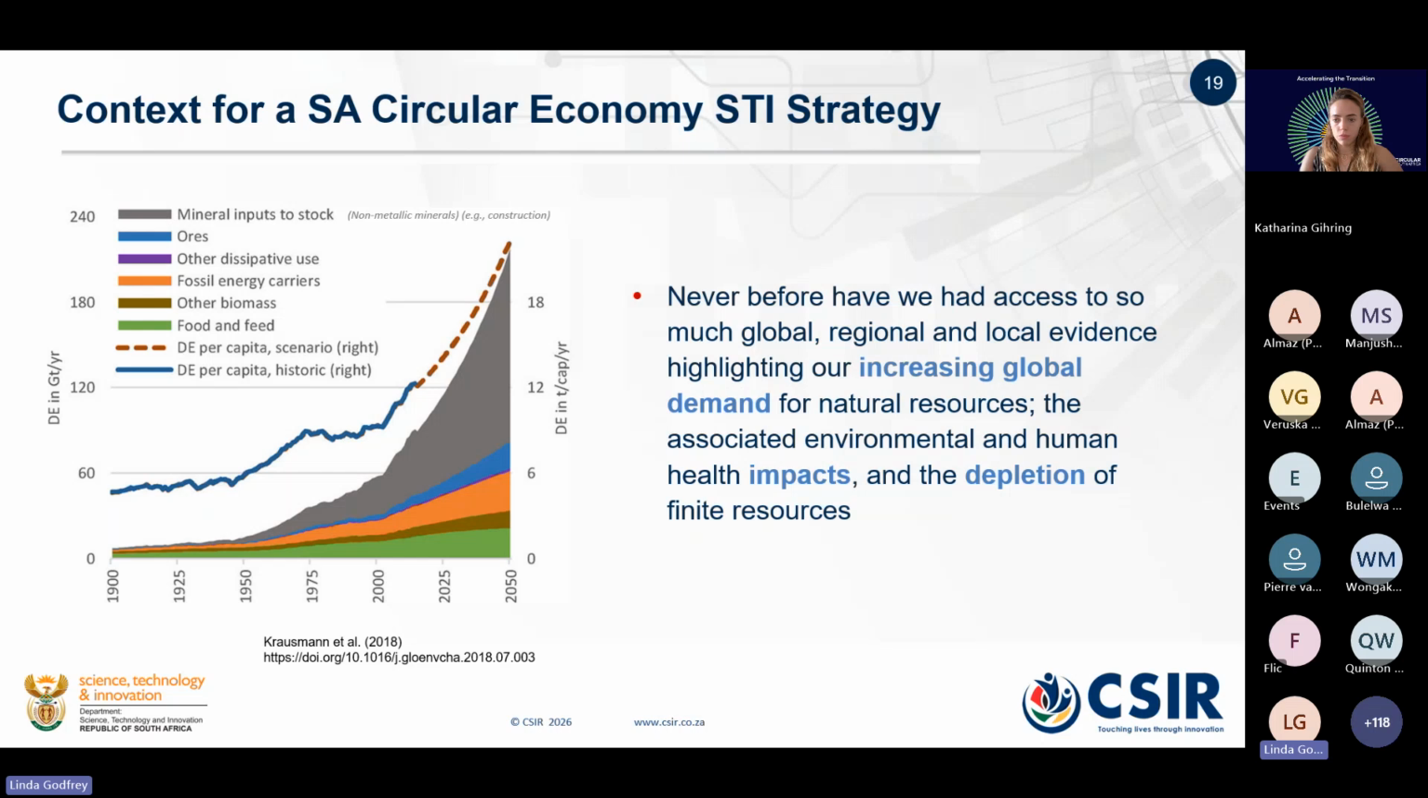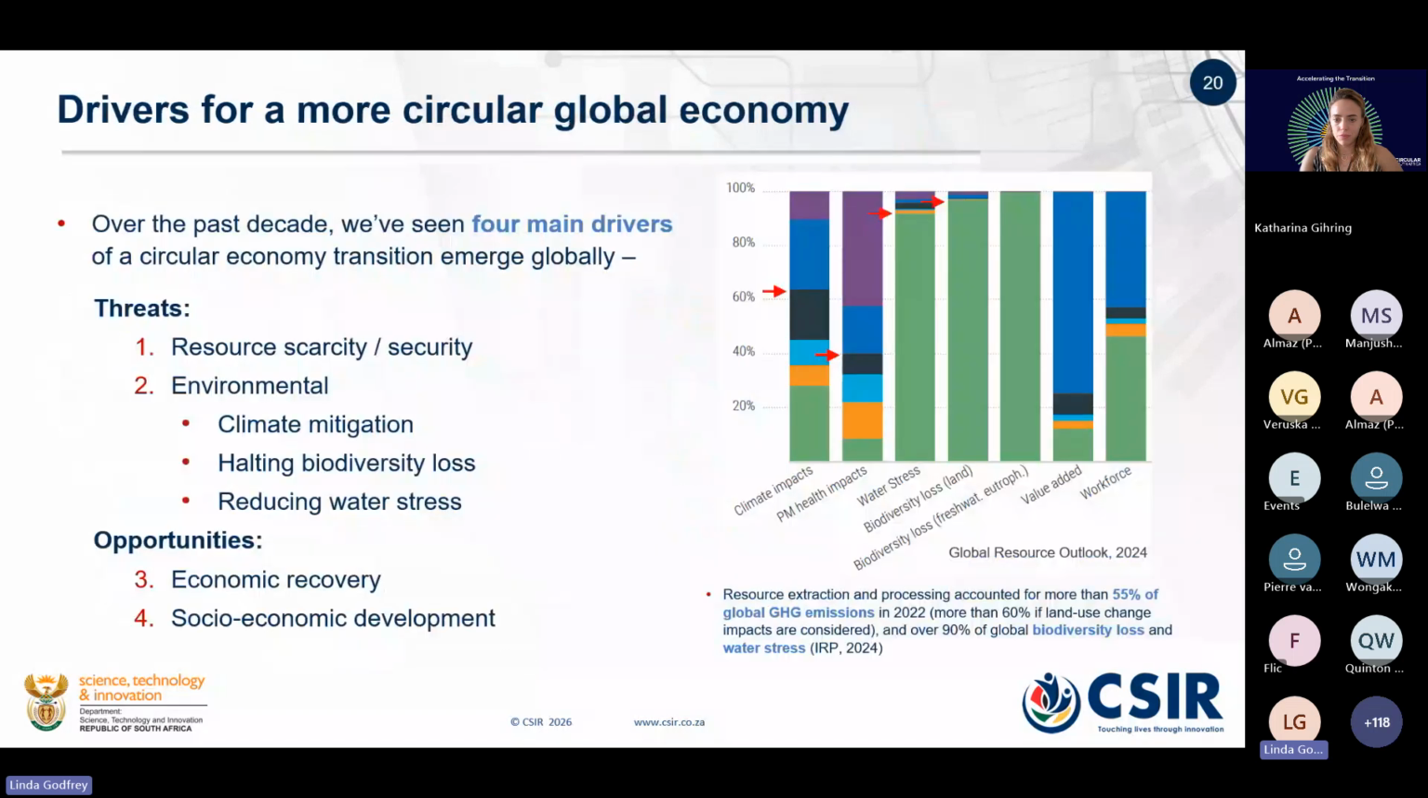And as I said right at the beginning, the DSTI has taken this broad definition that the circular economy is about sustainable resource management. So it's about how we as South Africa use our resources in the face of these increasing demands for natural resources. We've seen over the past decade that there have been 4 main drivers of the circular economy transition. 2 of them I consider as threats to society, to countries. 2 of them I see as opportunities.